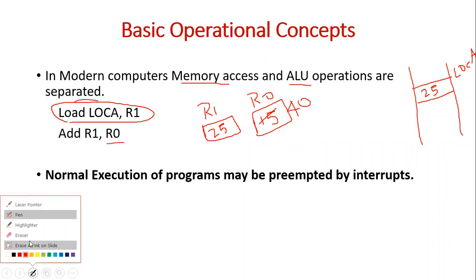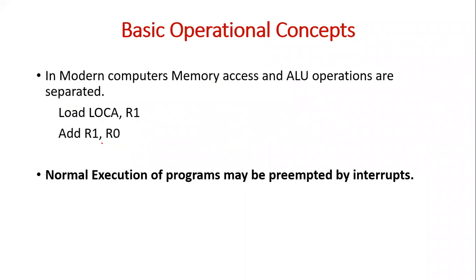Okay. So in a modern computer, this memory fetch and arithmetic operation are separated into 2 different instructions, something like this. And the normal flow of execution may be disturbed by interrupts. I think you are already aware, because generally the program executes in one flow, and that can be disturbed by an interrupt. Interrupts are something like high priority tasks, and when an interrupt comes to the CPU, the processor will halt the current job and service the interrupt service routine.